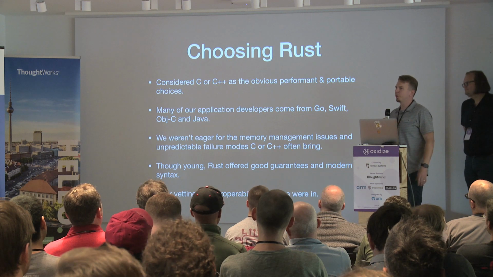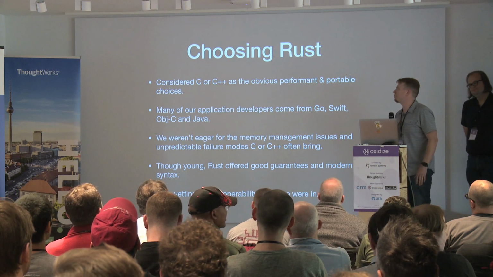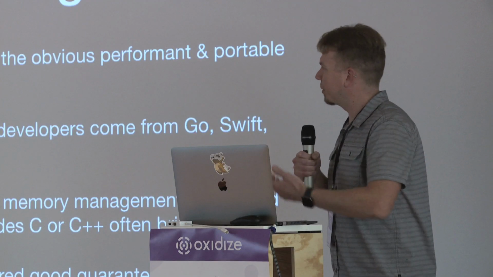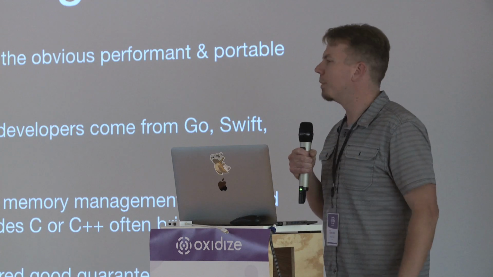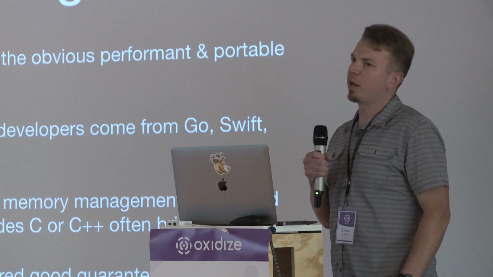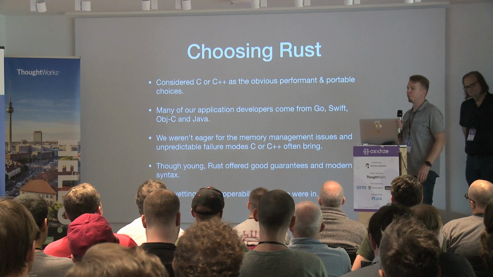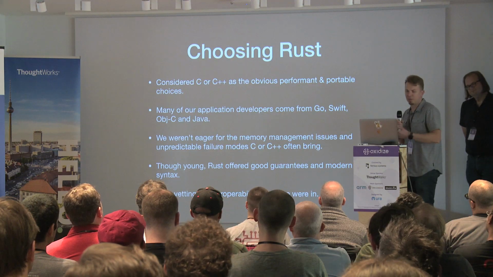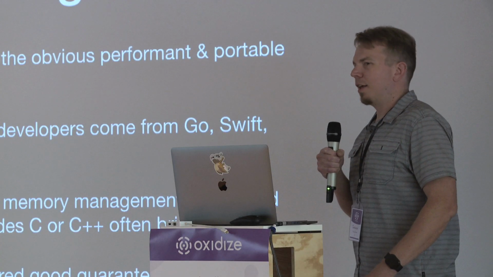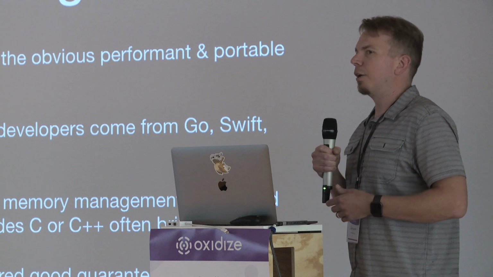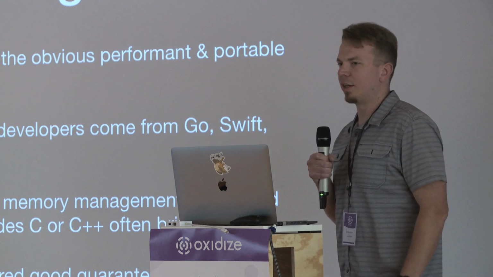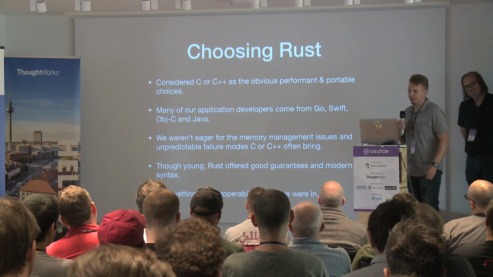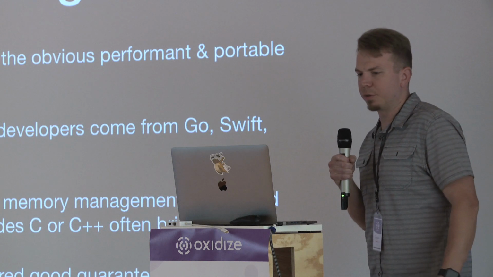When we started this project, we were trying to figure out what was our best choice for building portable components. We first considered C or C++ as obvious performant and portable choices. We have a lot of application developers on our team who come from more modern languages with newer syntax like Go and Swift. And a lot of those same people had experience with C and C++ in the past and were not eager to go back to the memory management and unpredictable debugging problems that often come with those languages.